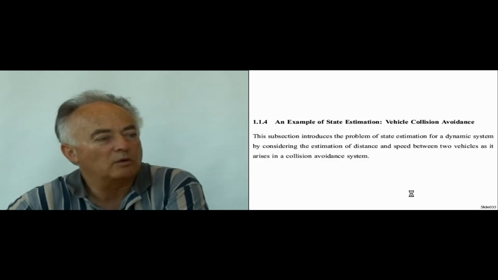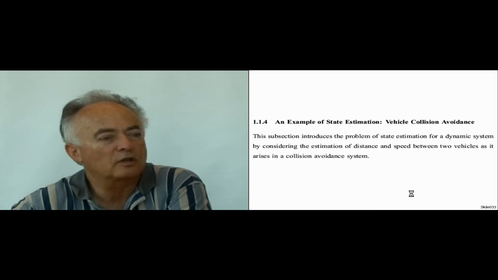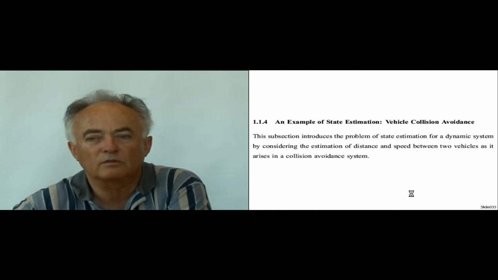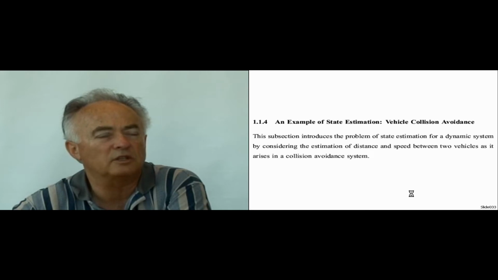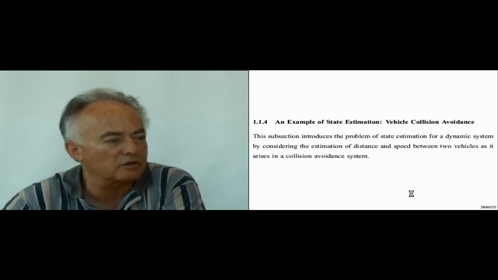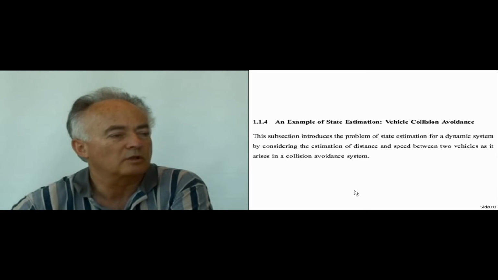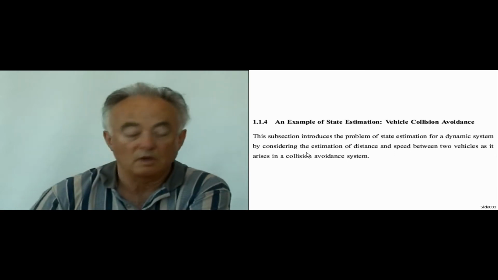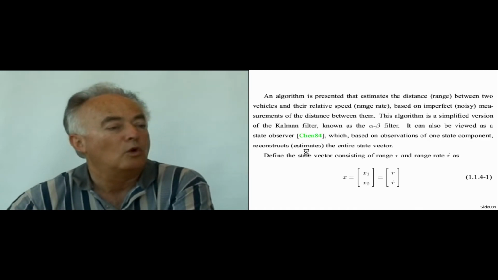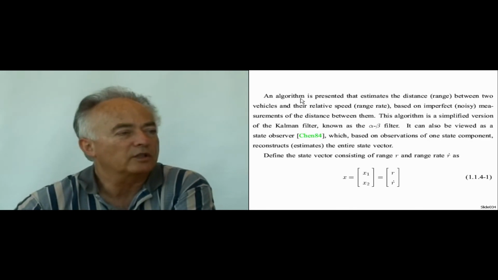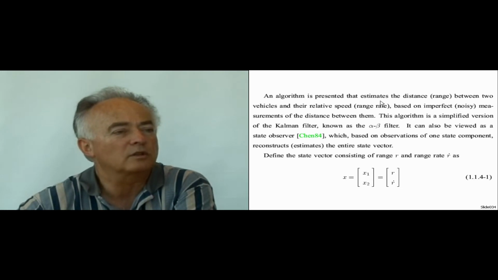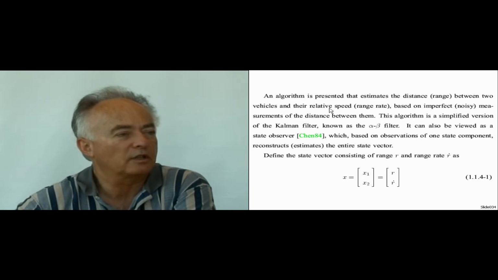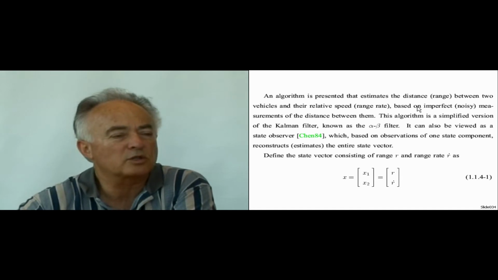We'll take a look now at another example, that's vehicle collision avoidance. Again, we'll estimate the distance and the rate of change of the distance between two vehicles in this case. So the distance and the relative speed between two vehicles. We'll look in detail now at an algorithm that will estimate the distance, which is range, and the relative speed, which is the range rate, based on imperfect, namely noisy measurements of the distance between them.